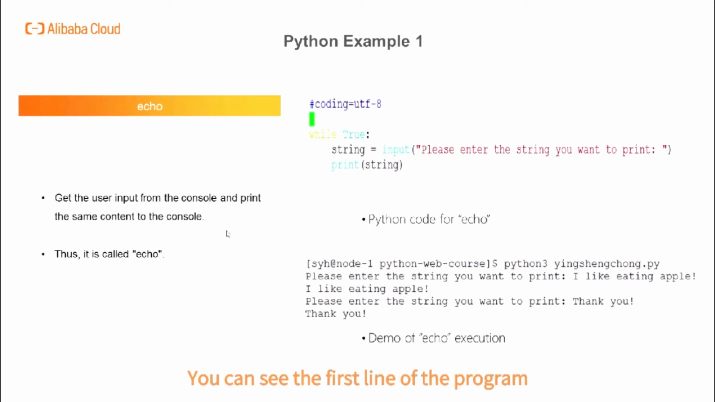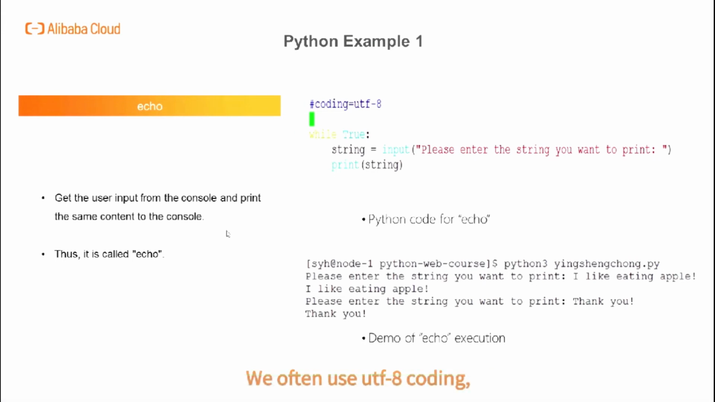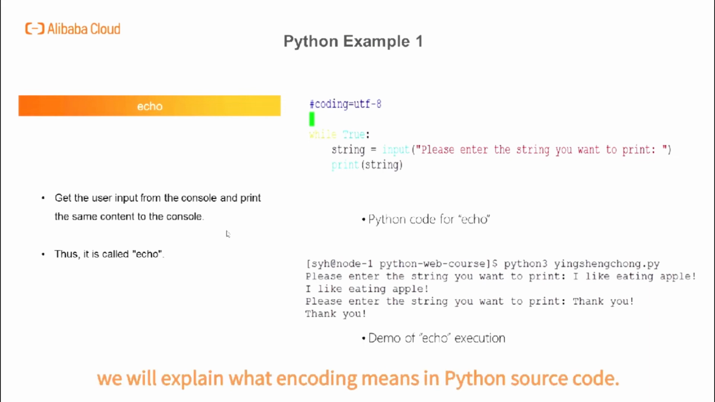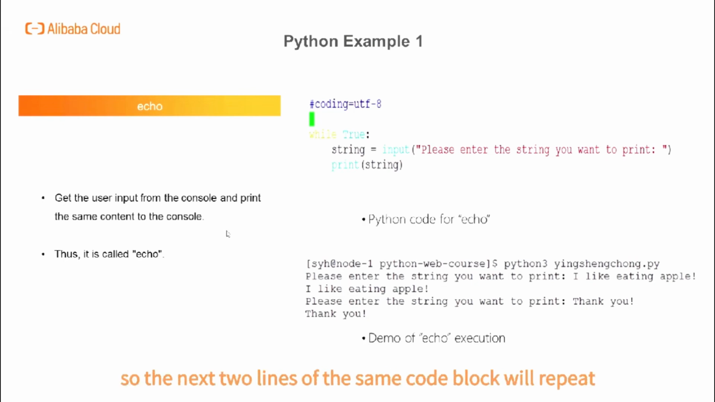You can see the first line of the program is to set coding to UTF-8, which means the encoding format of this Python program. We often use UTF-8 coding, which is almost a convention. In the next lesson, we will explain what encoding means in Python source code. You don't need to understand it now. After the first line, let's see the following three lines. The first line is while true. It is an always true loop, which means the loop will always continue. So the next two lines of the same code block will repeat, executing forever until the program is terminated.